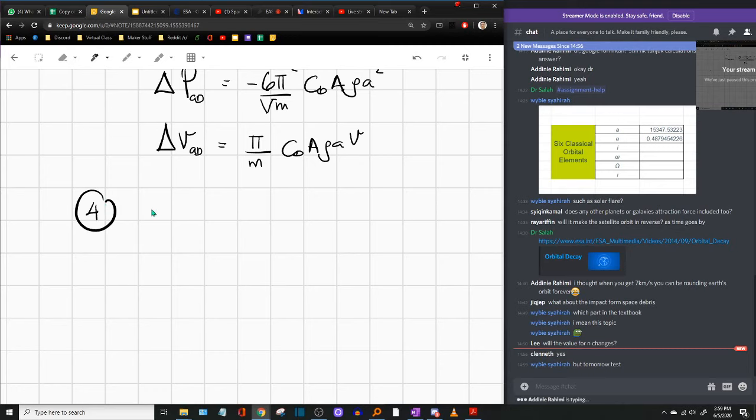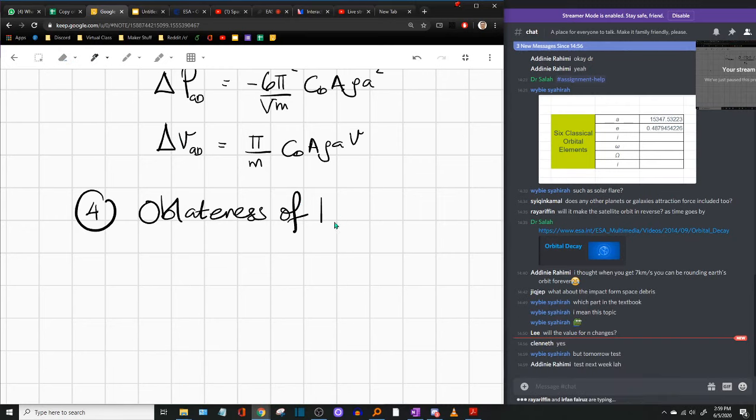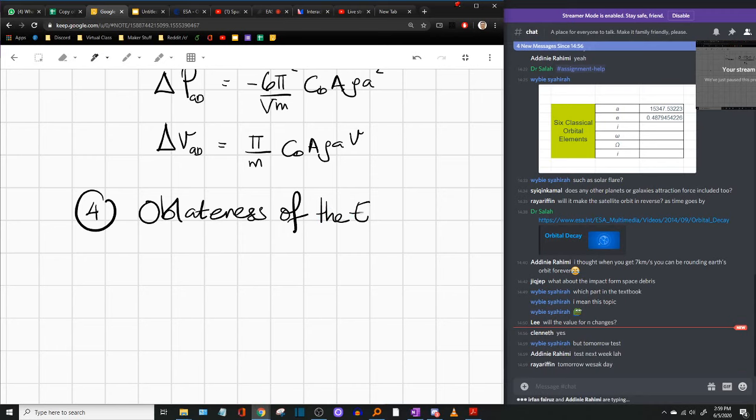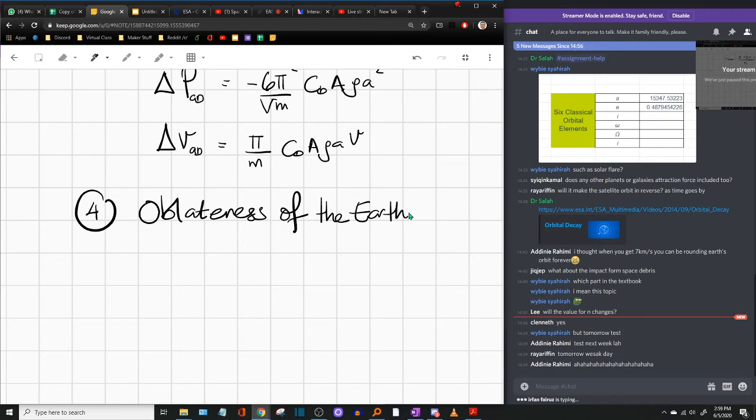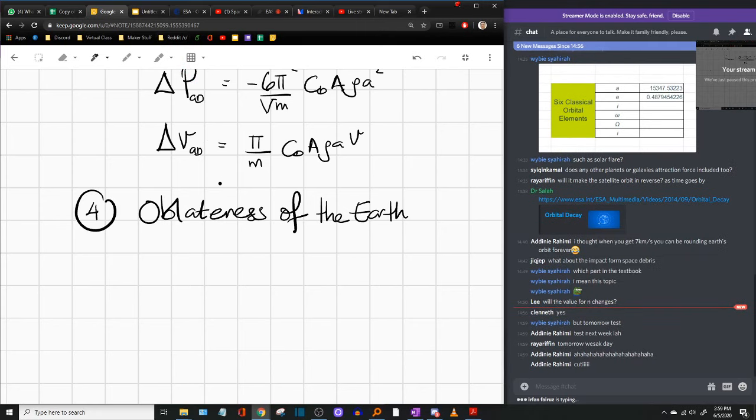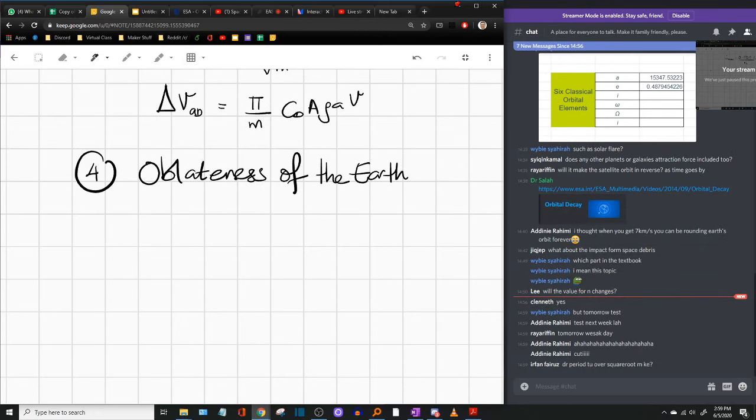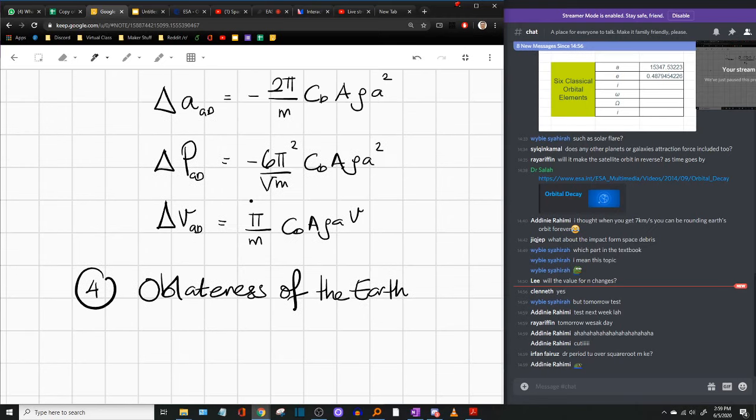Okay, so the last one is the obliqueness of the Earth. Oops. Obliqueness of the Earth. Tomorrow is Waisak Day, so is it a holiday? Right, the period is over square root of M? Where is the period?